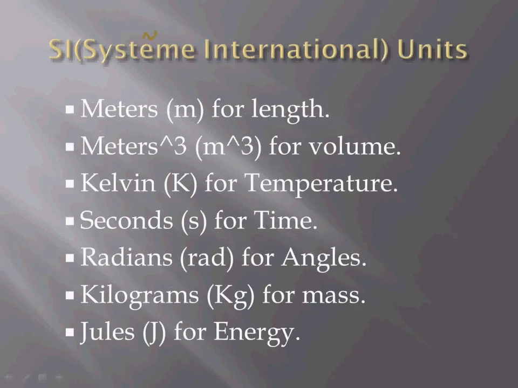Now with units, we have so many of them, so we just care for a unit that we use universally. One unit that, for instance, for distance all around the world, if you want to do calculations, the one thing that we have in common is meters. So that's the SI unit for distance, and then the SI unit for volume is meters cubed, Kelvin for temperature, seconds for time, radians for angles, kilograms for mass, and joules for energy.